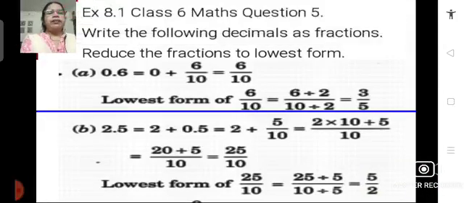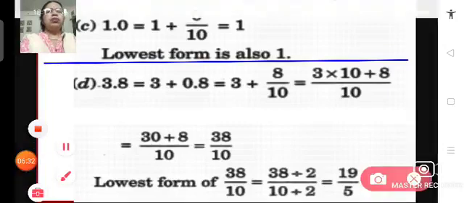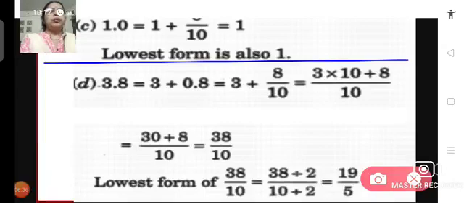So 2.5 is equal to 5 upon 2. C, 1.0. 1.0 means 1. So it can be written as 1 plus 0 upon 10. That means 1, and it is the lowest form also, or directly you can write the answer: 1.0 is equal to 1. D, 3.8. 3.8 can be written as 3 plus 0.8.